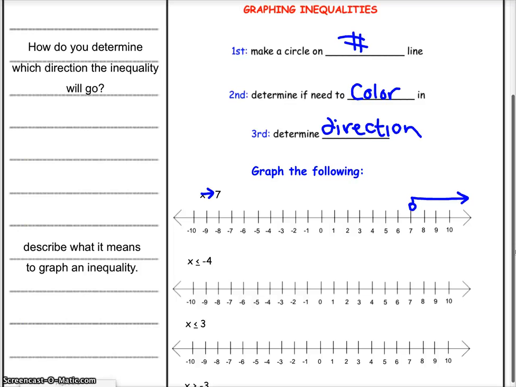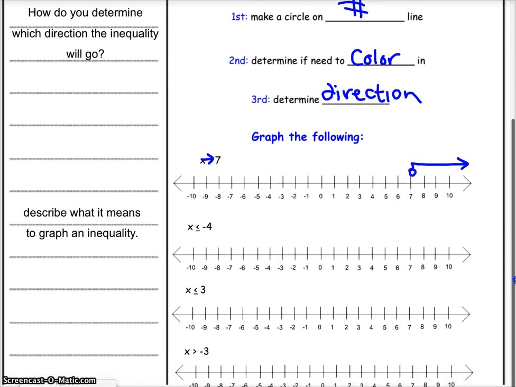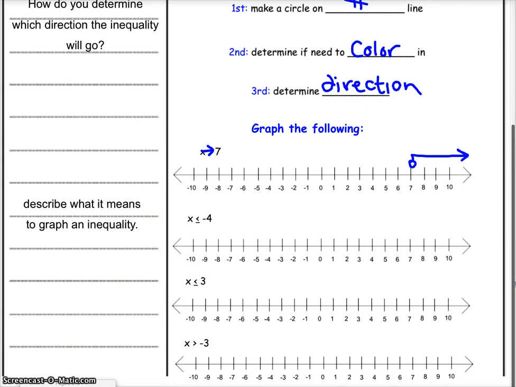Moving on to x is less than or equal to -4. Where should I put the circle?